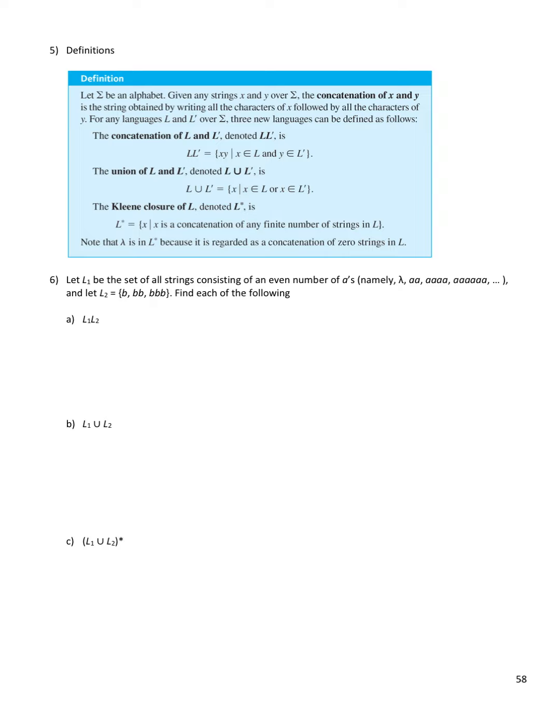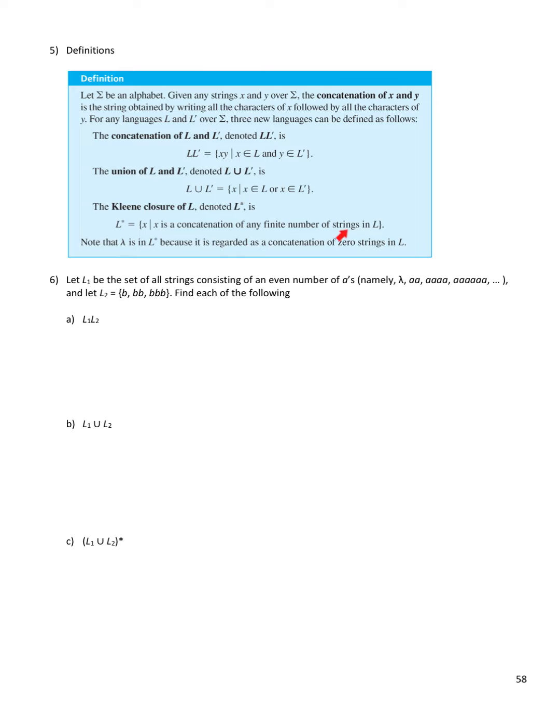And then we have the Kleene closure of L, denoted L star. So L star, the Kleene closure, is the set of all x such that x is a concatenation of any finite number of strings in L. And remember that lambda is in L star. It's regarded as a concatenation of 0 strings in L.